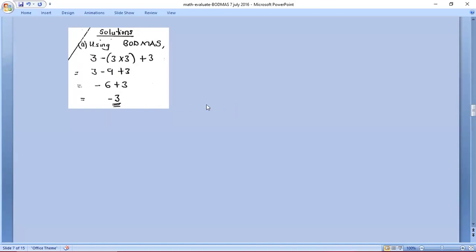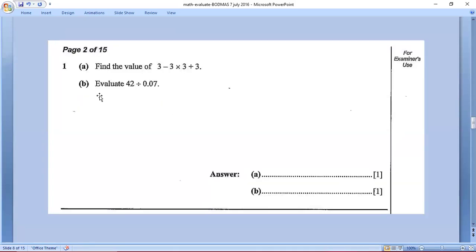Okay, if they are both negative, we add them and put negative to the answer. If they're both positive, you add and put positive. But these are different, so you have to subtract and put a negative. That's how addition and subtraction works. Okay, let's move on to the next question.